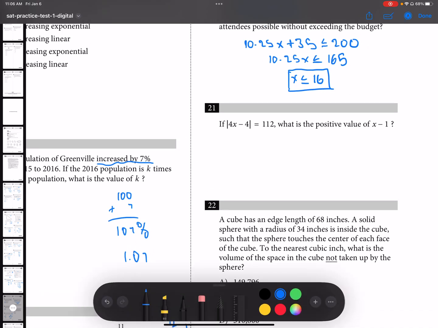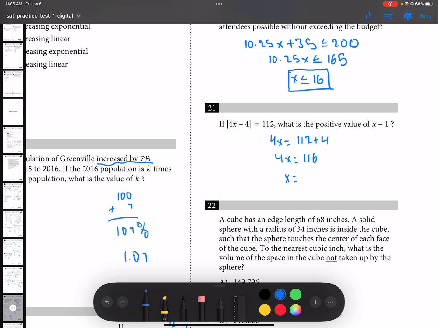Okay, 21. If the absolute value of 4x minus 4 is equal to 1, what is the positive value of x minus 1? So positive value means we're going to do 4x is equal to 112 plus 4, and that means 4x is equal to 116. X is equal to 116 over 4.